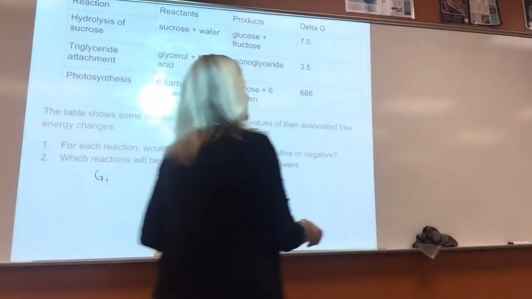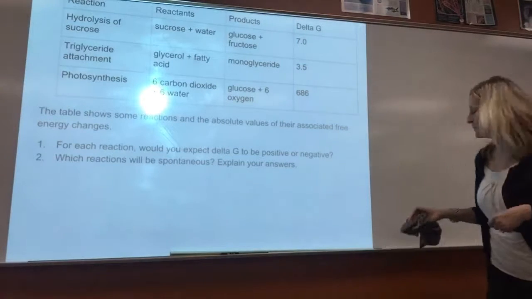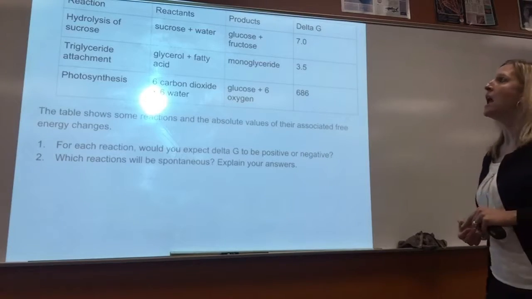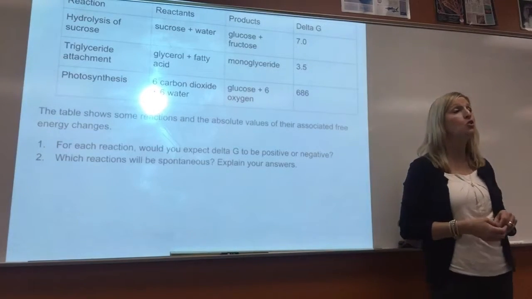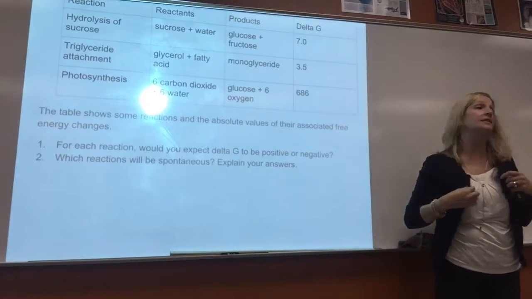All right, let's come together and talk about this. So, the first reaction where sucrose and water form glucose and fructose. Really what we're doing, sucrose is a disaccharide, right? So we're taking a disaccharide and breaking it down into 2 monosaccharides. So delta G is 7.